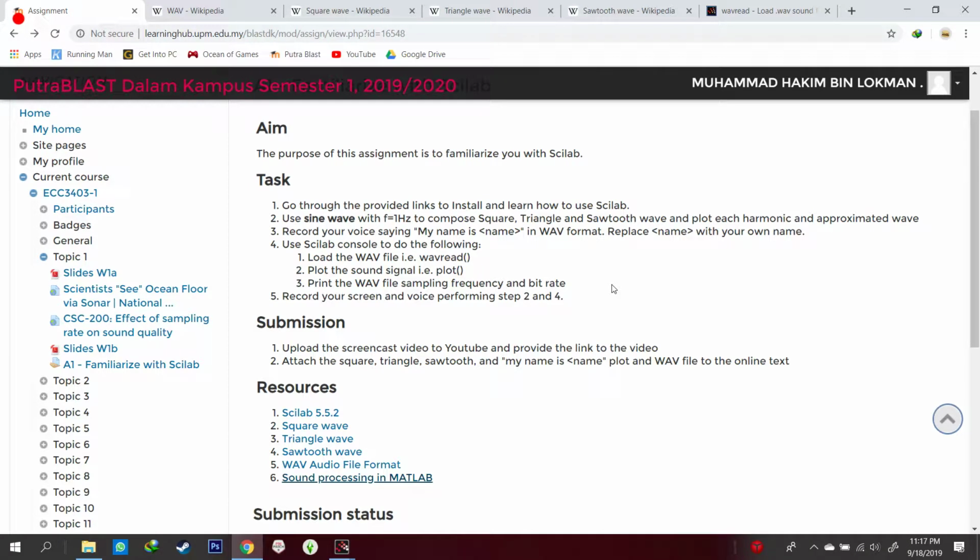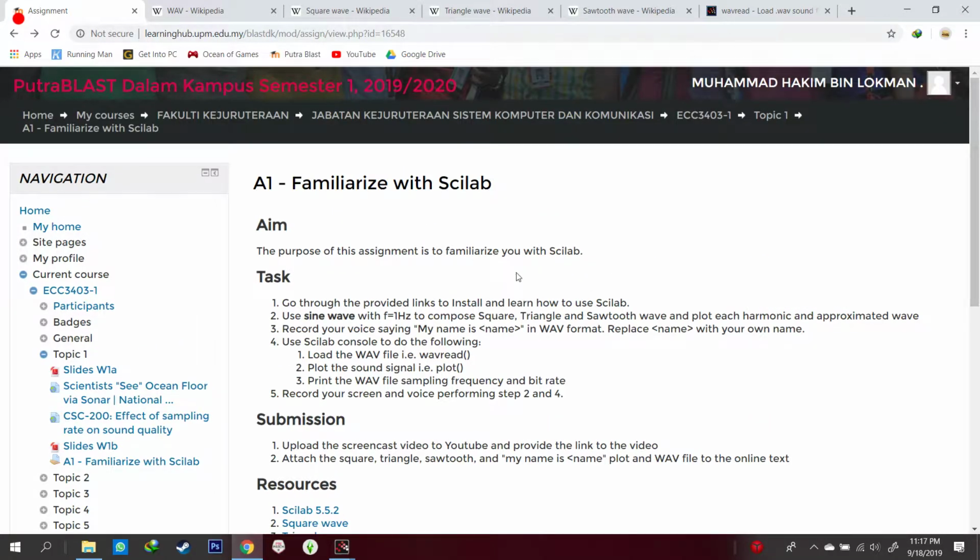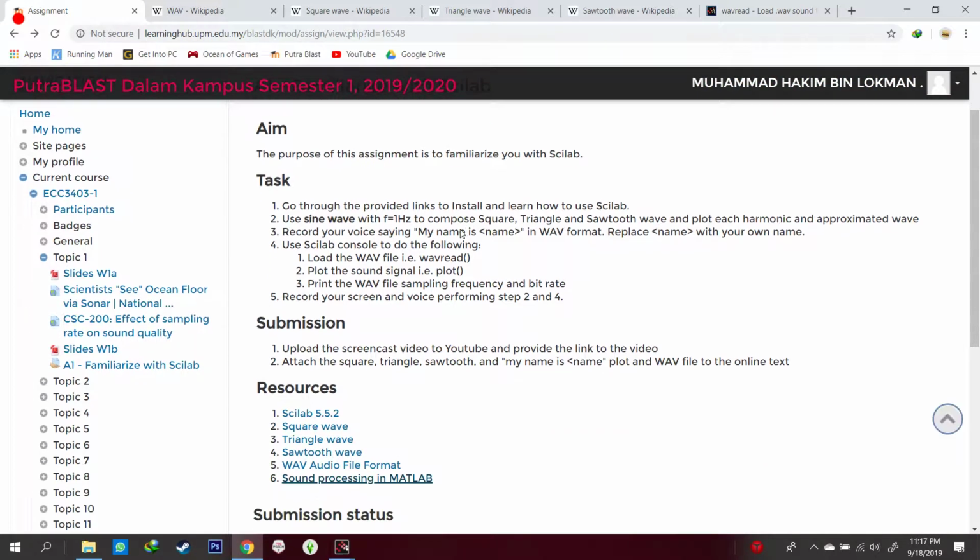My name is Muhammad Hakim bin Luqman, and today I'm going to show you about the project, about assignment 1 of digital signal processing. The topic is about familiarizing with Scilab. For this task, the aim and purpose of the assignment is to familiarize with Scilab.